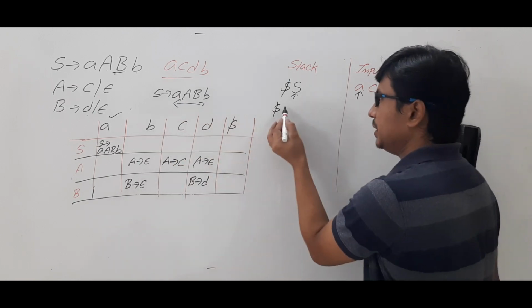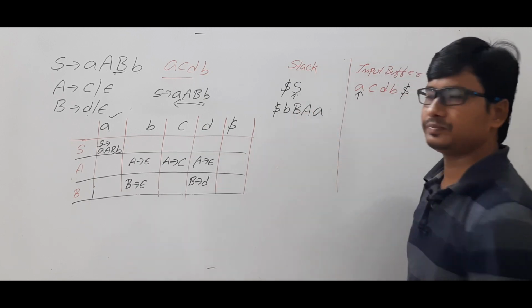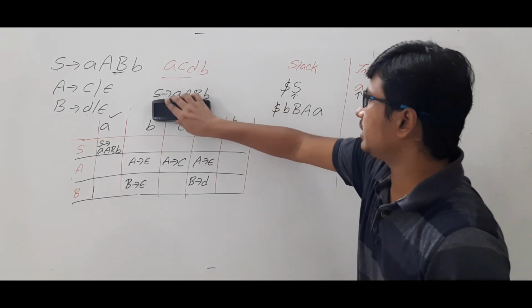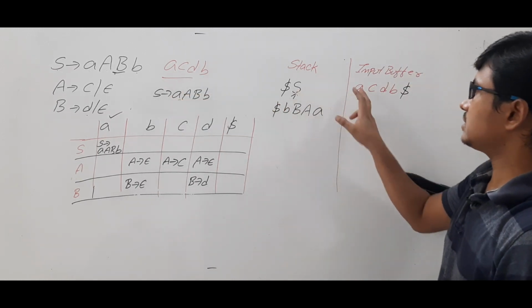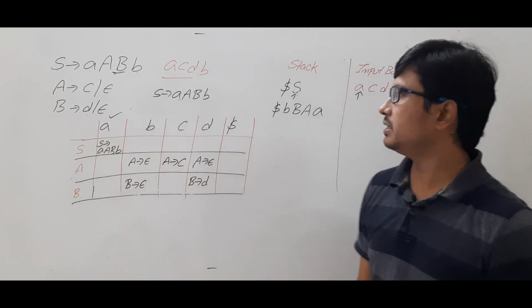Is it clear? B, B, A. Are you able to understand it or not? Let me repeat again. You are looking at S on A. What is the production there? S determines A, B is there.